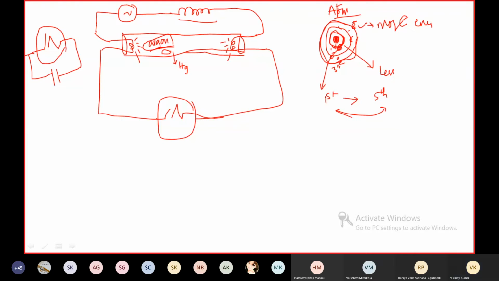This electron only holds this position for a tiny fraction of a second. The electron which moves from the first orbital to the fifth orbital holds this position only for a tiny fraction of a second.